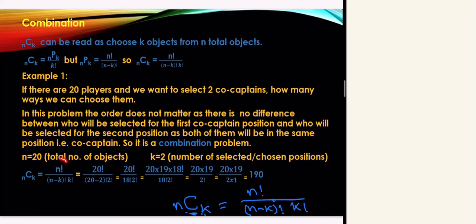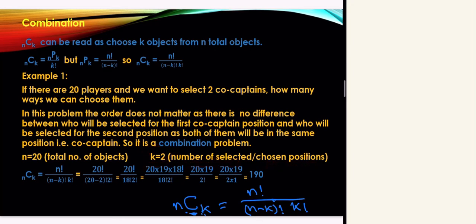So this is the formula. The total number is 20. I need to choose only 2, so k equals 2. Okay, n equals 20, and k equals 2. This is 2, the number of selected or chosen positions.